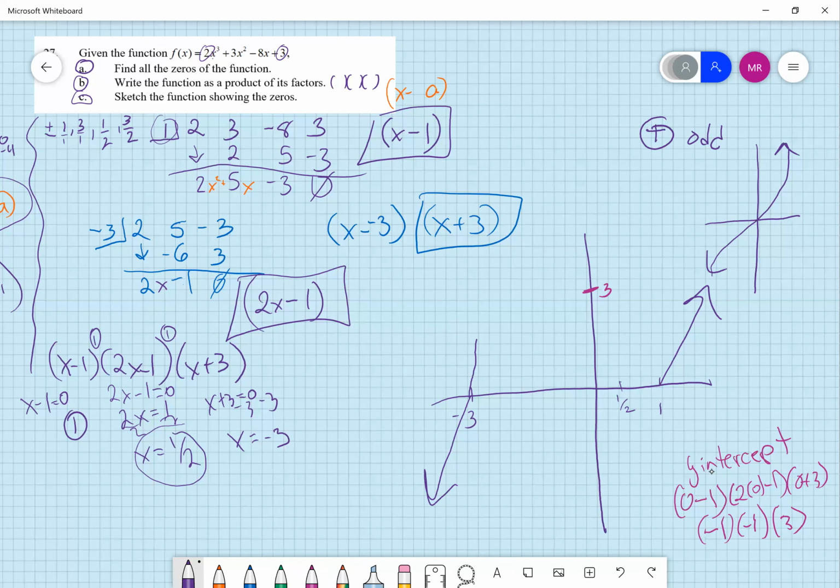So it's going to go up, hit 3, cross at 1/2, cross at 1, and that's how we find the zeros of the function, write the function as a product of its factors, and sketch it. All right, on to more fun.